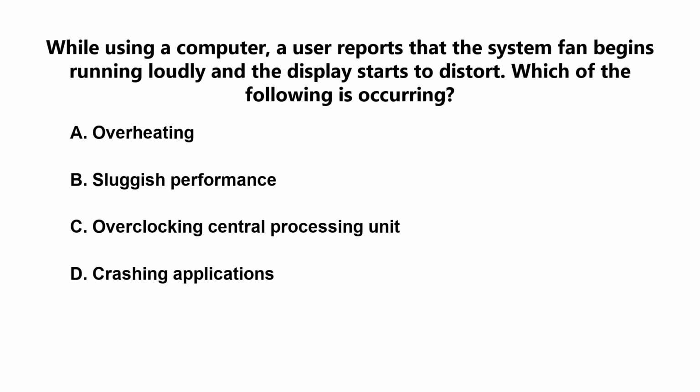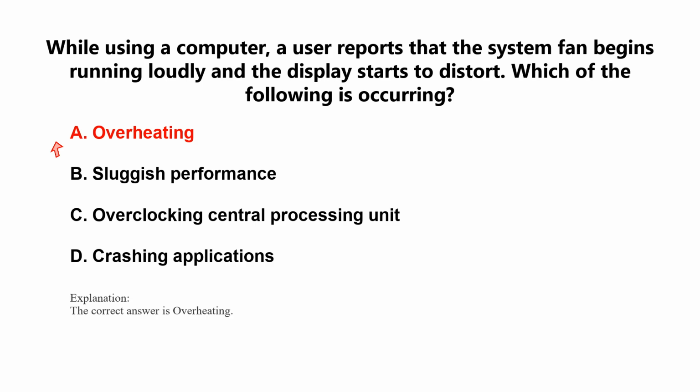Question 75. While using a computer, a user reports that the system fan begins running loudly and the display starts to distort. Which of the following is occurring? Option A, overheating. Option B, sluggish performance. Option C, overclocking central processing unit. Option D, crashing applications. The correct answer is option A, overheating.